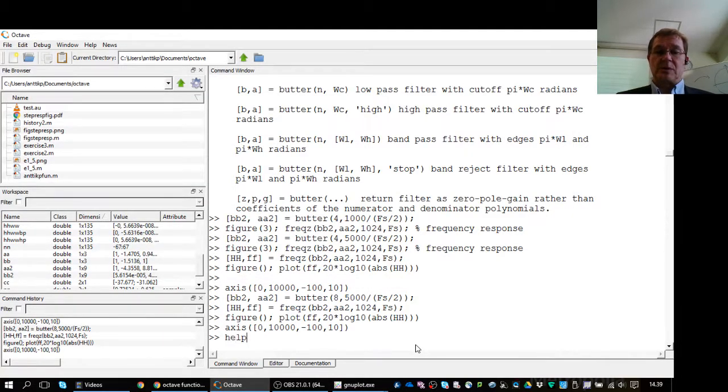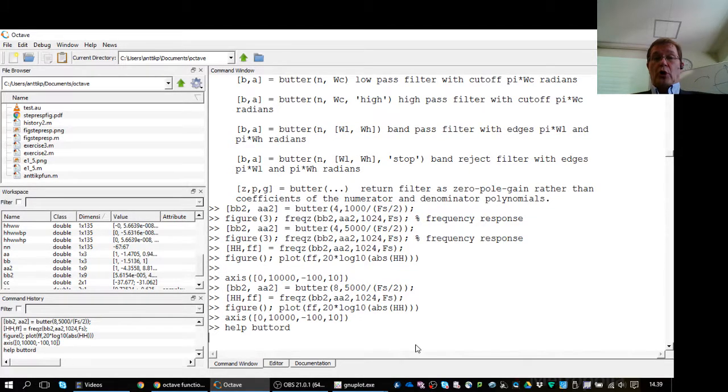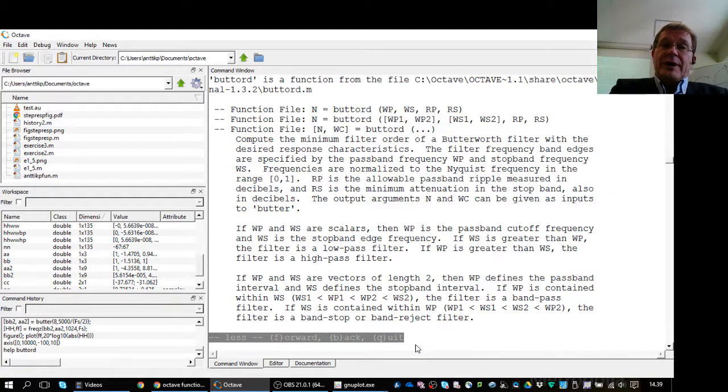So there's also a function called buttord, like order number of Butterworth. Compute the minimum filter order of a Butterworth filter with the desired response characteristics. The filter frequency band, blah, blah, blah. Okay, frequencies are normalized to the Nyquist frequency, and RP is the allowable passband ripple in decibels, and RS is the minimum attenuation in the stop band, also in decibels.